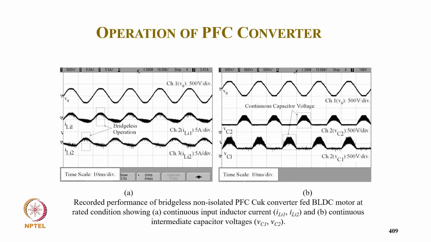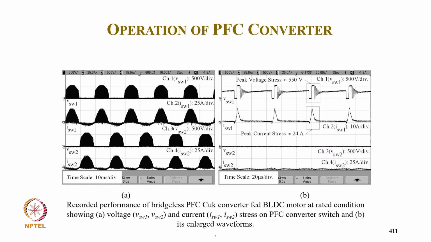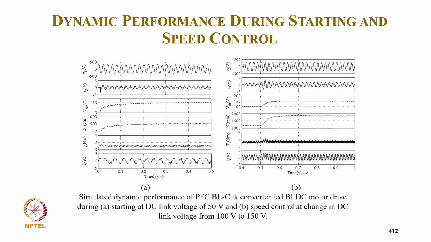And these are the input currents for positive and negative, and the energy transfer capacitor voltage also contains positive and negative half cycle. And the output inductor current is DCM for both the negative and positive half cycle converters, and the enlarged view of that. And of course the switch voltage, switch current, and the enlarged view of that.